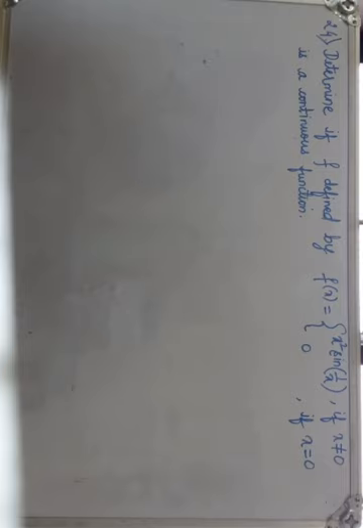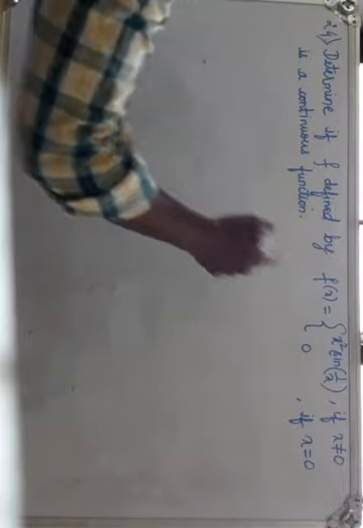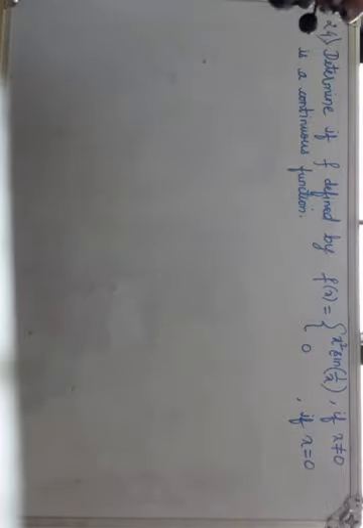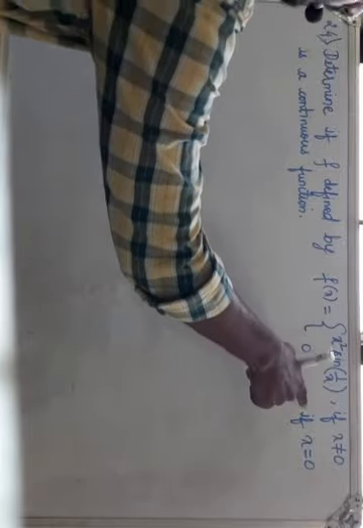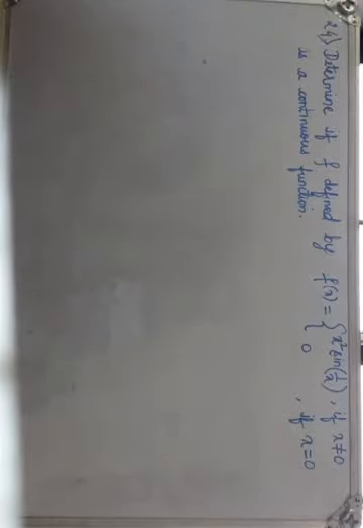In today's session, we see some more examples on continuity. The very first example is: determine whether a function f defined by f of x is equal to x square into sine of 1 by x if x is not equal to 0, and f of x is 0 if x is equal to 0, is a continuous function.